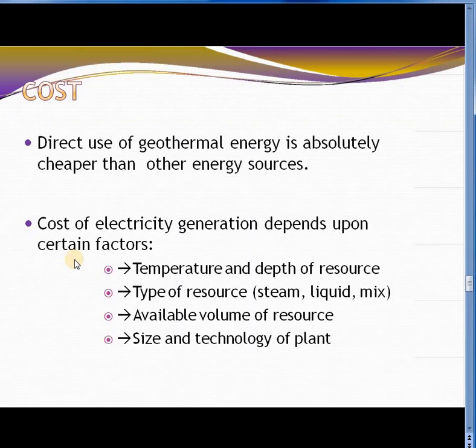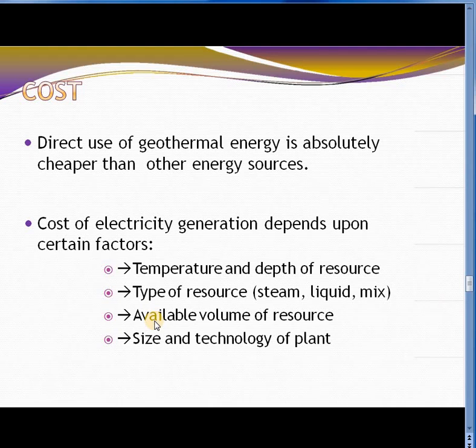Now, if we look at the cost efficiency of these power plants, for indirect electricity generation and direct use, they are absolutely cheap. They can be installed in a very environmentally friendly way. Whereas when used for the generation of electricity, it depends on the temperature, the depth of the resources, the temperature at which it is operating, and the depth from where you are extracting the geothermal reservoir. The types of resources are steam, liquid, or both.